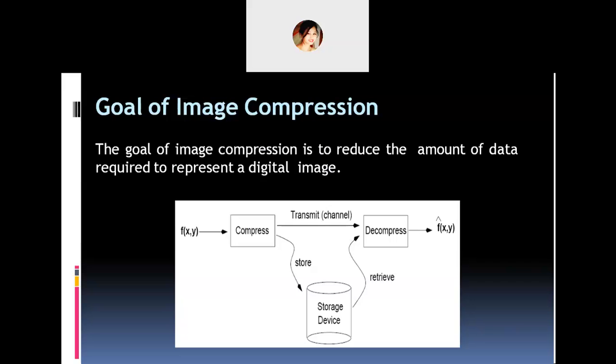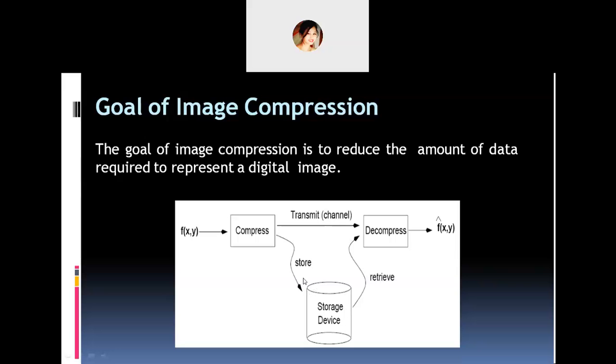When we talk about image compression, the goal is to reduce the amount of data required to represent a digital image. Here you can see a storage device and a function f of xy, where xy means some image we are considering. Suppose this image is compressed. We are trying to compress this image, and after compressing the image, we store it in the storage device.